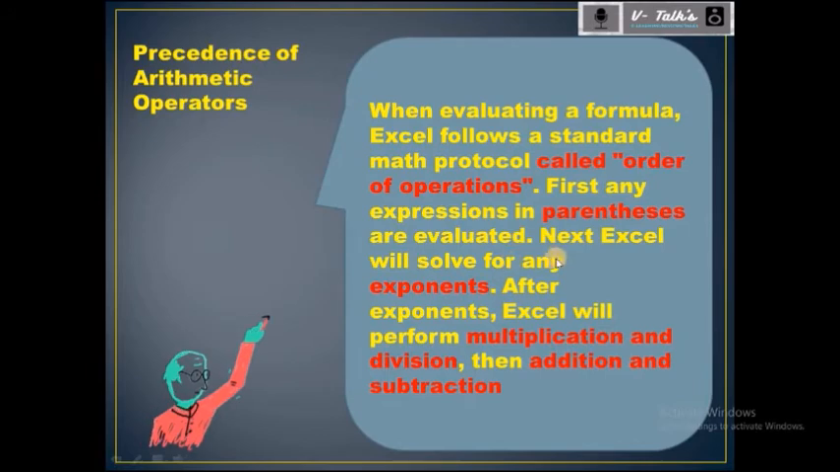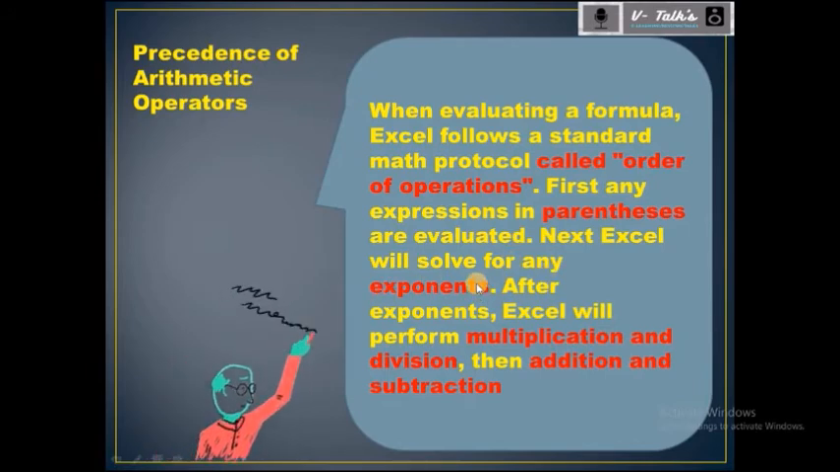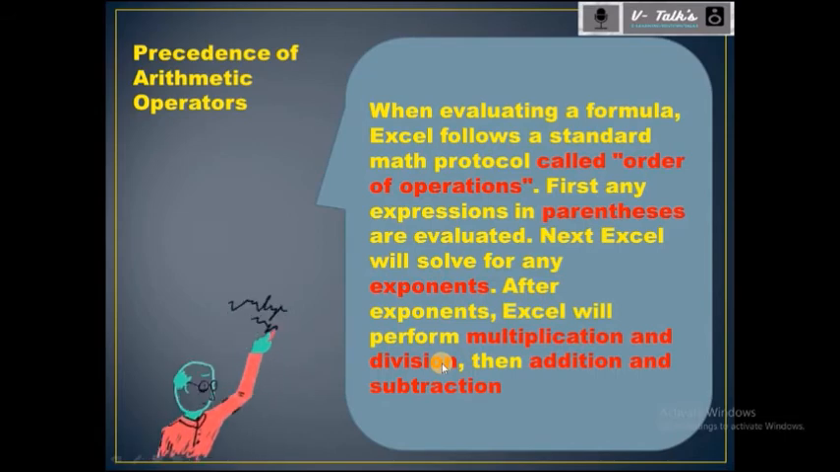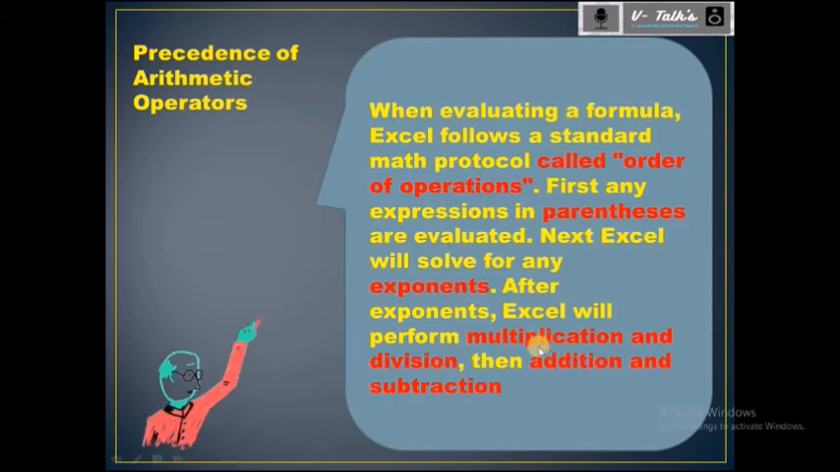Next, Excel will solve for any exponent. After the parentheses, the exponent has more power. So after parentheses, it will go to exponent. After exponents, Excel will perform multiplication and division. Multiplication and division have the same precedence, the same order, so they will be evaluated in the order they appear. If multiplication comes first, multiplication will be evaluated. If division comes first, division will be evaluated.